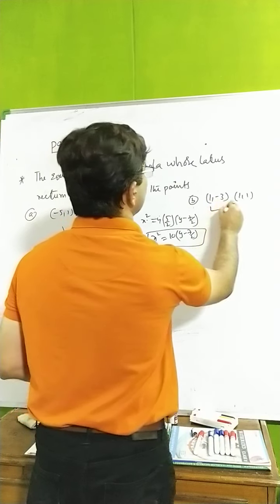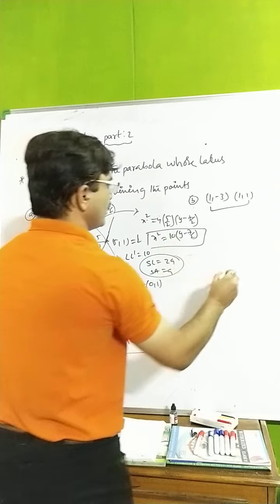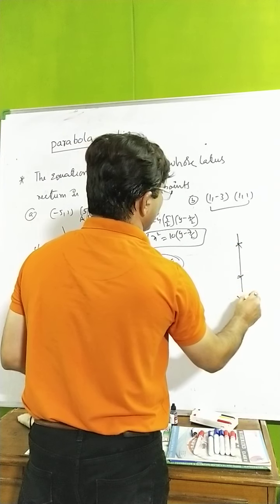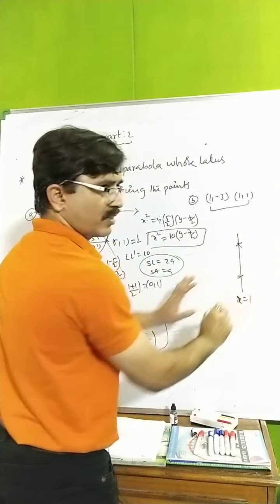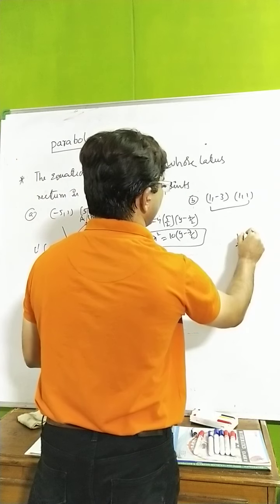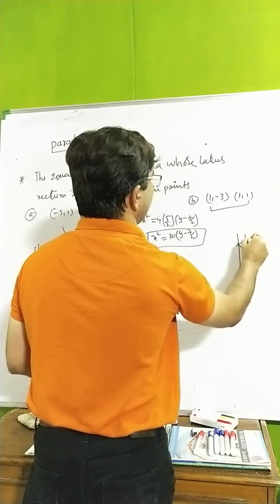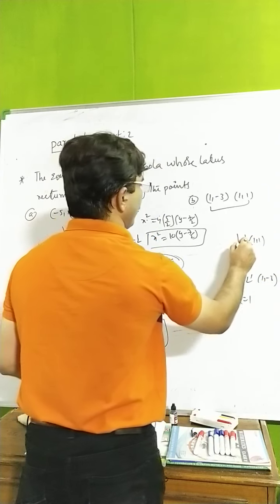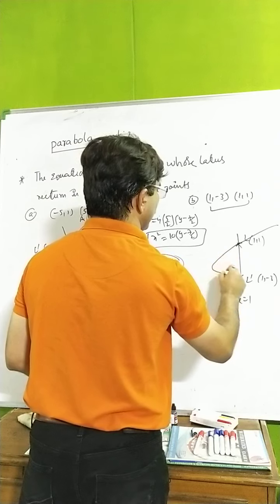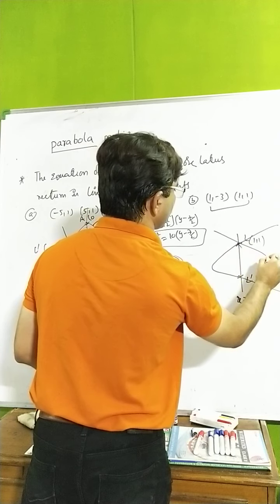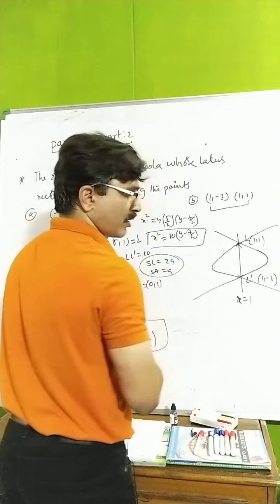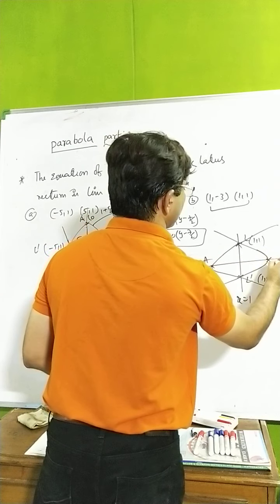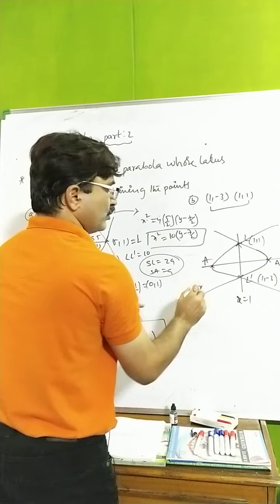So here the x coordinates are same. X coordinates are same means this is the parabola. What is that? X is equal to 1 is the line. One is L, the other one is L dash. L is 1 comma 1, L dash is 1 comma minus 3. So what choice do you have? Two choices. One is this, the other choice is this one. Right, this is one vertex, another vertex is this one.